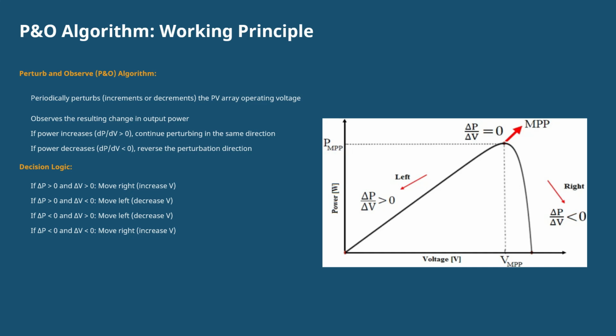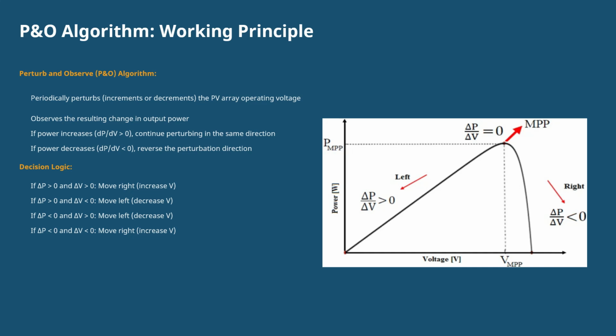As you see, we have the perturb and observe algorithm. We will discuss its working principle today. The perturb and observe algorithm is one of the most popular MPPT methods. It works on a simple concept. Slightly change, meaning perturb, the operating voltage. Observe the effect on power. If the power increases, keep perturbing in the same direction. If the power decreases, reverse the direction. This is based on the slope of the PV curve.